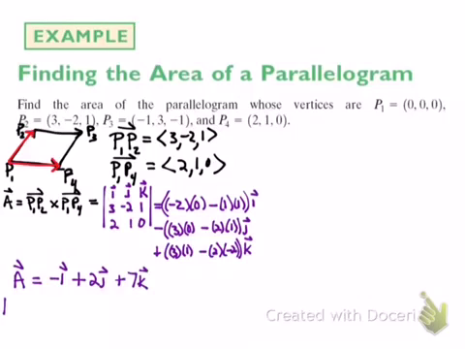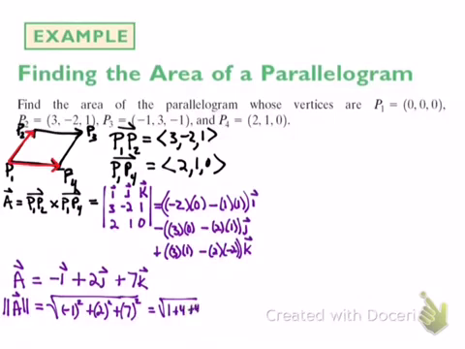Now to find the area, I just find the magnitude of this area vector. And so I'm taking the square root of negative 1 squared plus 2 squared plus 7 squared. And so that equals the square root of 1 plus 4 plus 49, which is the square root of 54. And seeing that 9 times 6 is 54, that's really 3 root 6. So if you want the exact answer, it's 3 root 6.